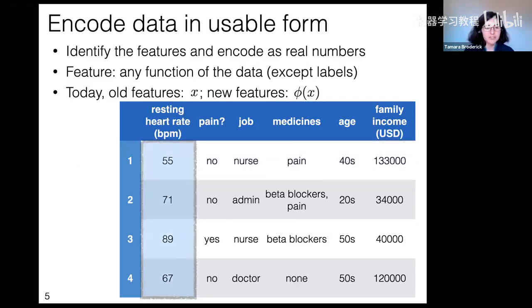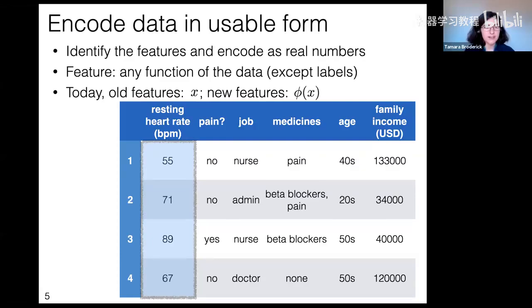Okay, so let's look at this first dimension, the first of our old features, the resting heart rate. Well, that's already a number. That's something that we could take things like dot products with. And so maybe we don't have to worry about this one, at least for the moment.